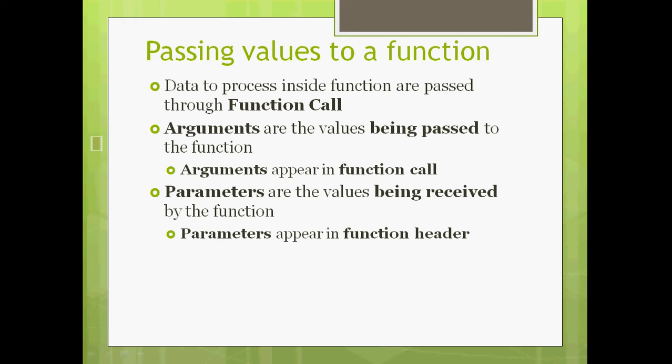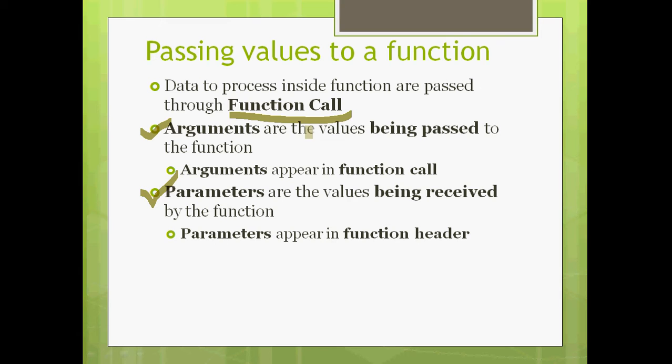So if you are passing value to a function for processing, then this is done through the function call. And the values passed to the function are called arguments. So there are two terms that you have to take care of. These are arguments and parameters. So arguments are the values being passed to the function. That means arguments appear in a function call.